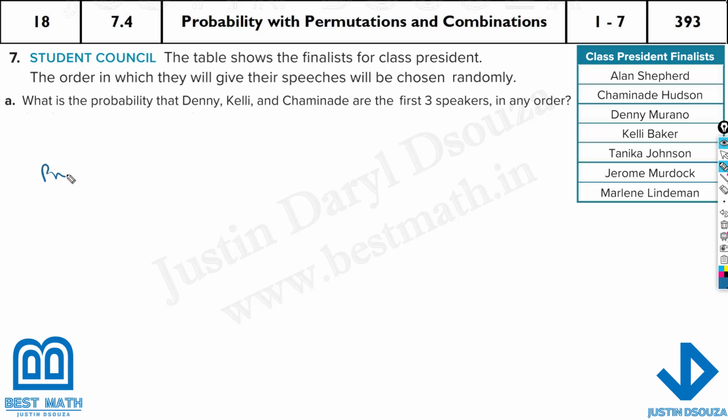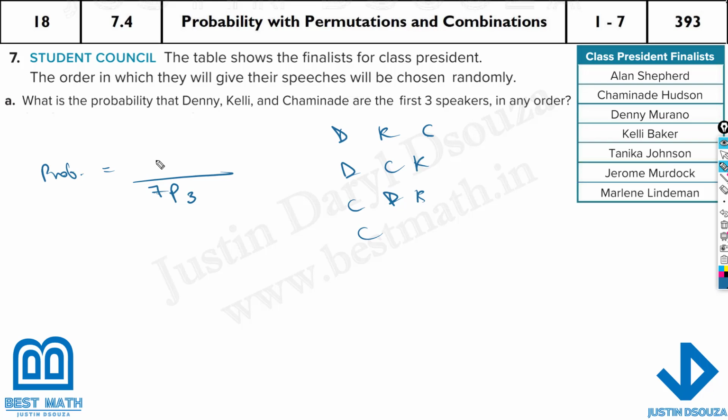So the total possible probability will be total desired divided by total, right? The total is 7P3, because order is important here, and it is 3. But here now, it can be either Denny first, Kelly first, Chaminade, or anyone can have. So let me write DKC. First can be this possibility, or it can be DCK. So this can be swapped, or it can be C, D, K, and so on. You can keep on writing.